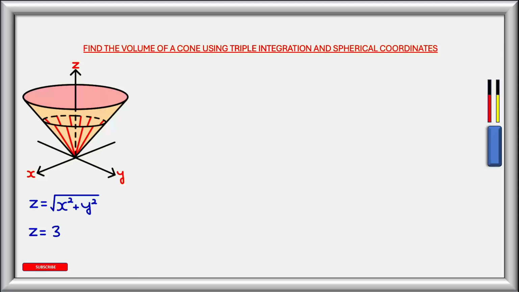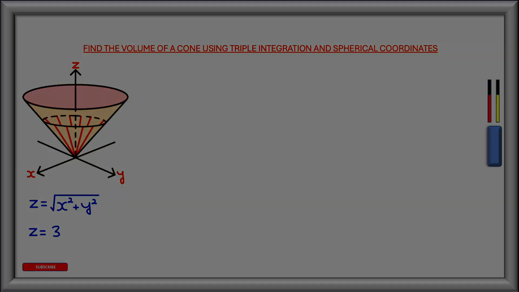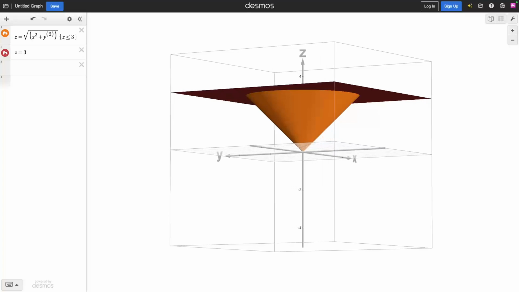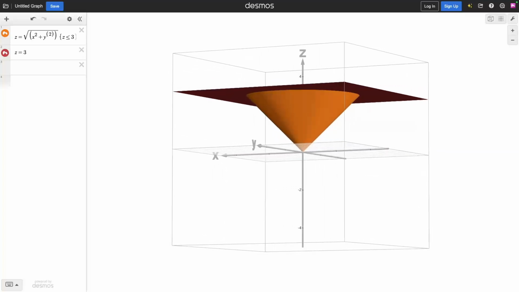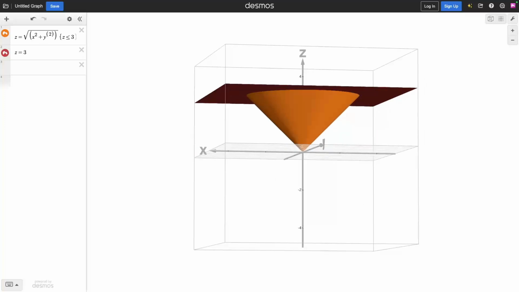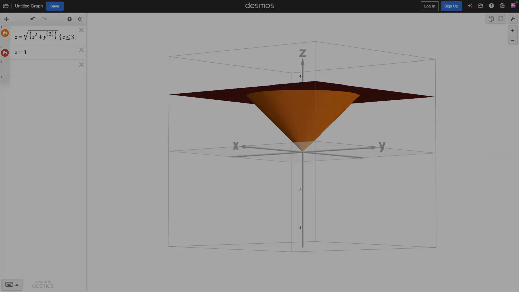In this example, the cone has equation z equals the square root of x squared plus y squared in Cartesian form and is bounded by the plane where z is equal to 3. Let's take a look at the cone in 3D form using a graphing tool. So this is the cone, and as you can see, its apex is on the xy plane, and we're going to find its volume when bounded by the plane where z is equal to 3.